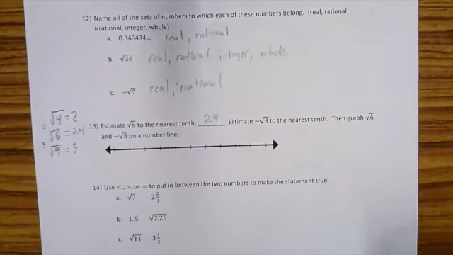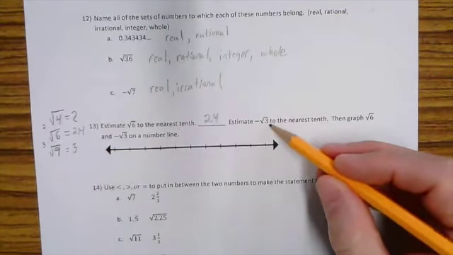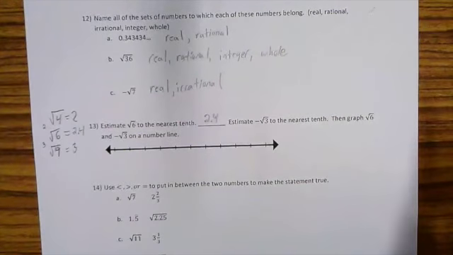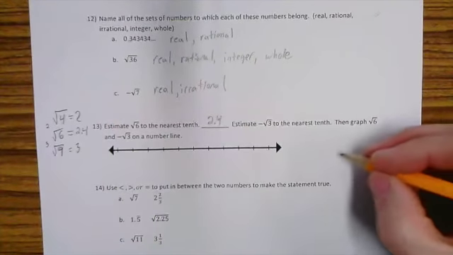That's our approximate. Now, let's try negative the square root of 3. Well, I'm going to ignore the negative for a minute here, and I'm just going to take care of the square root of 3.